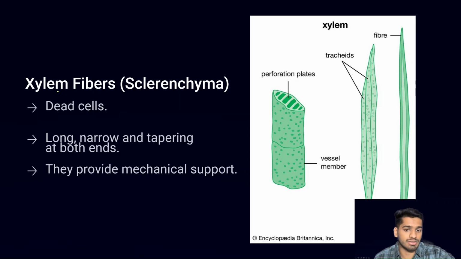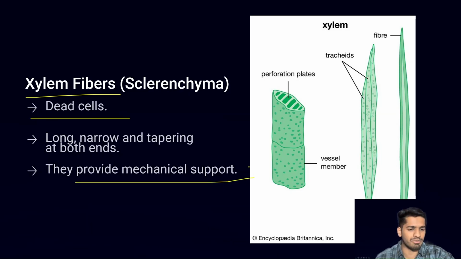So that is exactly what we have to write over here. Xylem fibers, these are dead cells. The main function is they provide mechanical support. And the shape, if you look closely, they are also elongated cells with a tapering end on both sides.